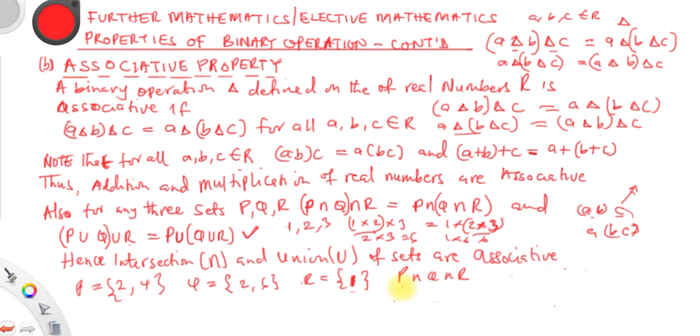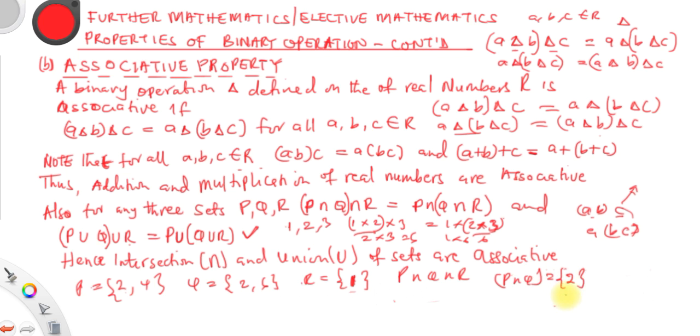But instead of finding the three at the same time, you can decide to find, first of all, P intersection Q first. You combine these two, P intersection Q. What do we get? P is 2 and 4 and Q is 2 and 6. So the intersection, the element common to P and Q, will get 2. This is what we get.